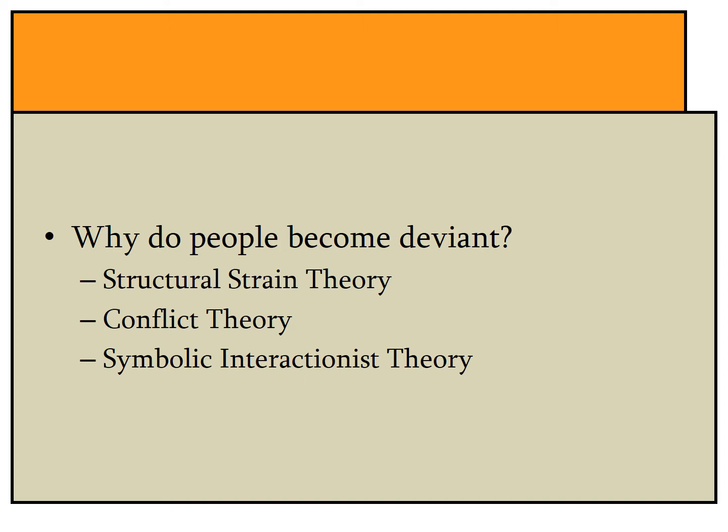All right, now one of the questions that we're going to focus on is why do people become deviant? And we're going to talk about several theories that you need to know. The first one is the structural strain theory. Then we'll get into the conflict theory. And then we'll end by talking about the symbolic interactionist theory in terms of why people deviate.